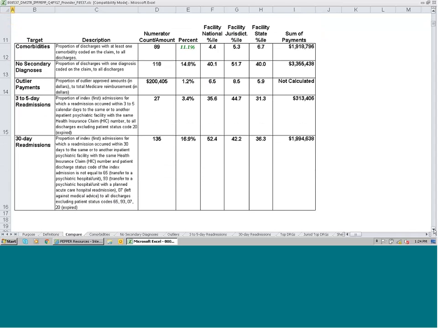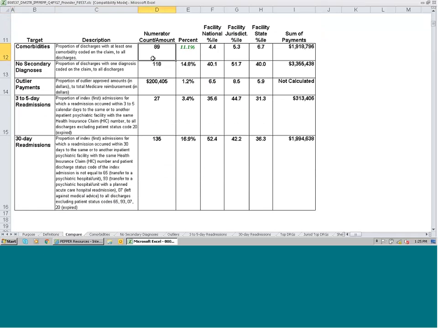Now it is only representing the most recent fiscal year, so this is for fiscal year 2017. But this is where you can look and see at a quick glance any target areas that you would be a high outlier in, in which case your target area percent would be printed in red bold print. If you're a low outlier, this hospital is a low outlier for this target area, or if you're kind of in the middle of the road. So for each of the target areas that you have reportable data, we include a brief description of the target area. Here you're going to see your numerator count.